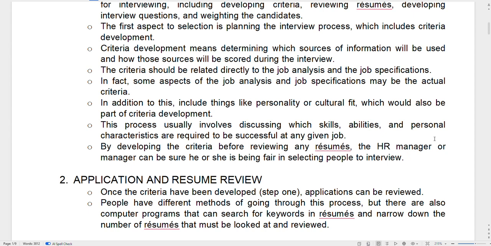Okay? Pero, for me, I will go pa rin dun sa manual review ng resume. Kasi in that way, talagang mai-scan mo siya. Maiisa-isa mo siya. Okay?